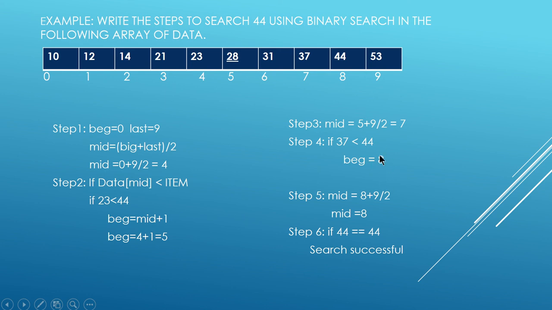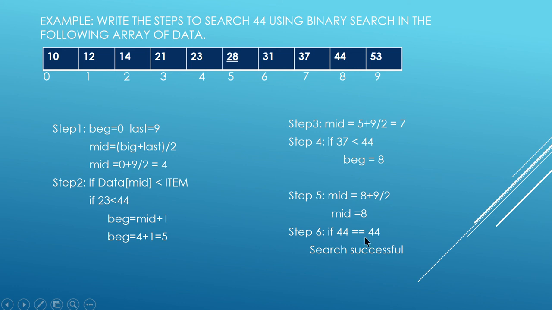So now the beginning value is 8. Here you have to calculate the mid value. So the beginning value is 8 and the end value is 9. 8 plus 9, which is 17, divided by 2, will give you the mid value as 8. So in the 8th position, what element is there? It is the element that you are looking for.